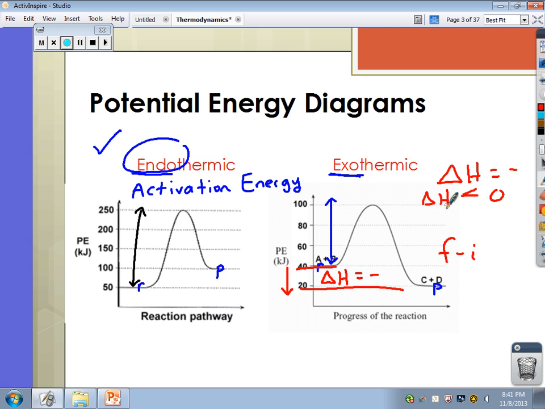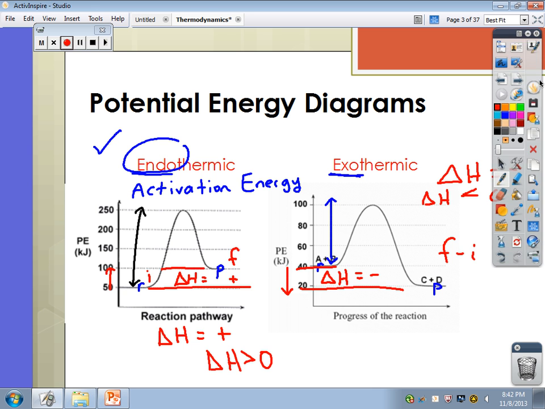Now let's look at endothermic, and what is true? What's true about my final minus my initial? The delta H here is going in a positive direction, right? And so delta H in this case, because I end up higher than where I start, is a positive number, and delta H is greater than 0.